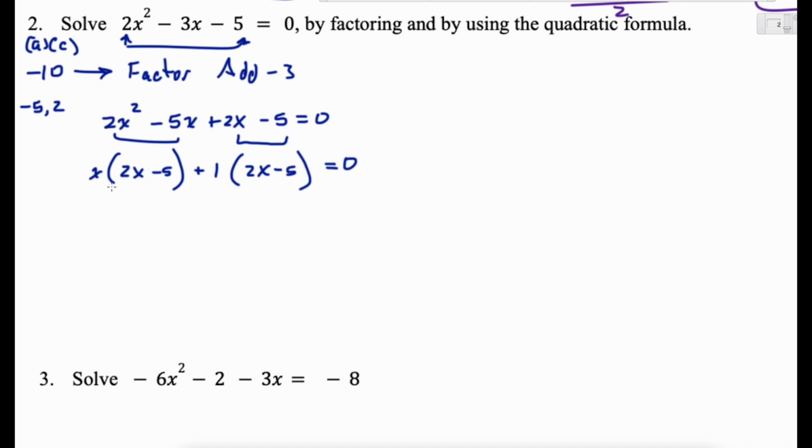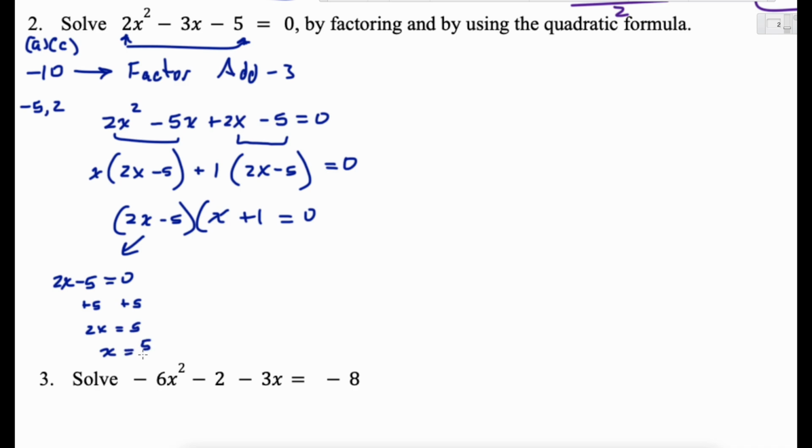And we see that in both of these expressions, 2x minus 5 can be factored out. If I factor 2x minus 5 out of that, I get x. Out of this, I get a plus 1. And now I use my multiplicative property of 0 to solve, and I get 5 halves for that one, and this one I get negative 1. So these are my two solutions, 5 halves and negative 1.